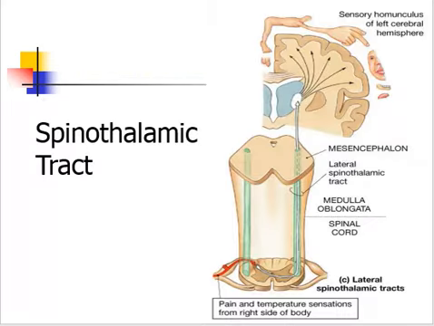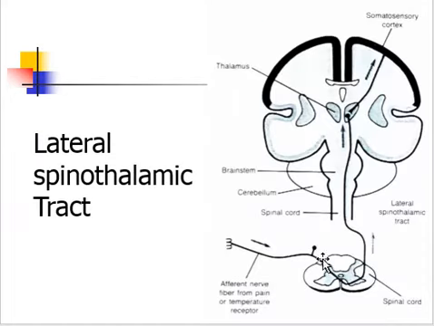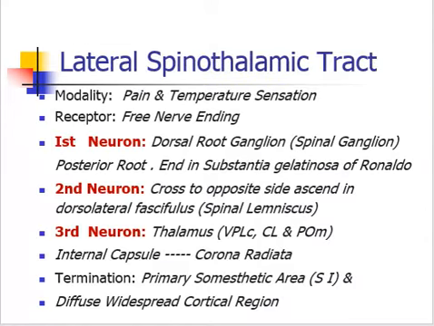And this is the spinothalamic tract. Next we are going to see the lateral spinothalamic tract, which carries the impulses already mentioned. The lateral spinothalamic tract is formed by the fibers from the second order neuron of the pathway of the sensations of pain and temperature.